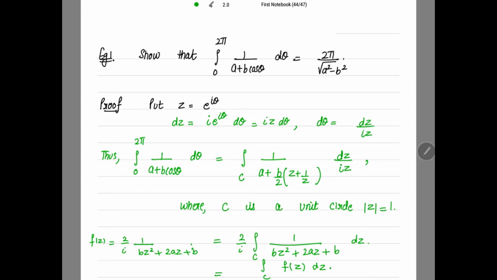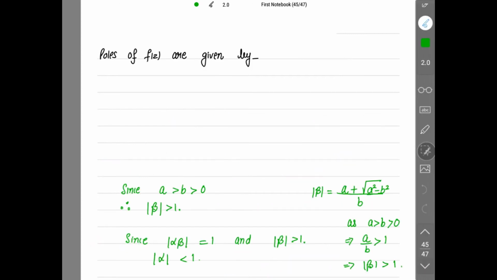Is it fine? Now we have to find the poles of this function. How to find poles? Very good. We have to take the denominator equal to 0 and get the values of z. So in order to find the pole, you have to take the denominator equal to 0. What is the denominator here? Put bz square plus 2az plus b is equal to 0.